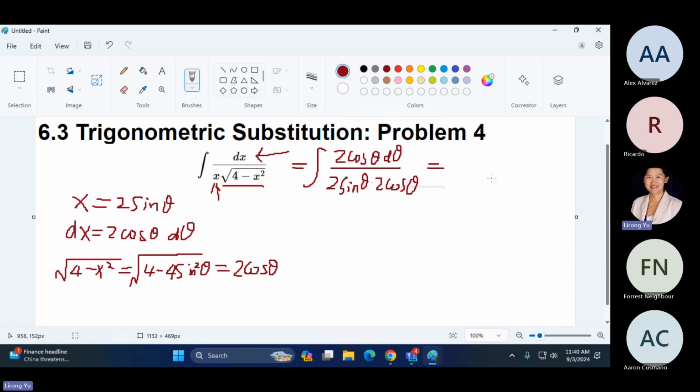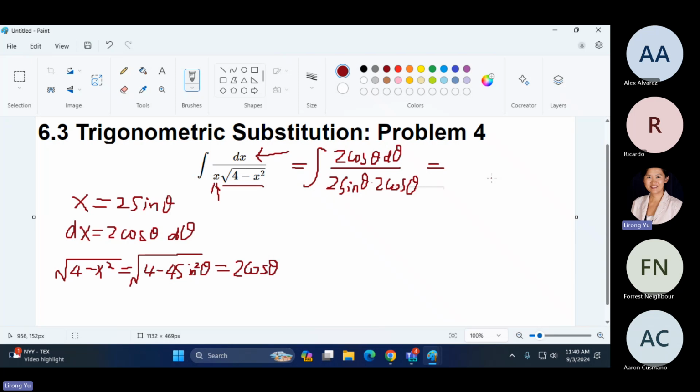Right. That finished the substitution part, switching from a question with x being the integration variable to a question with theta being the integration variable. So that finished the trig substitution. Now we calculate the integration with the trig value. Trig integration is what we learned in 6.2.